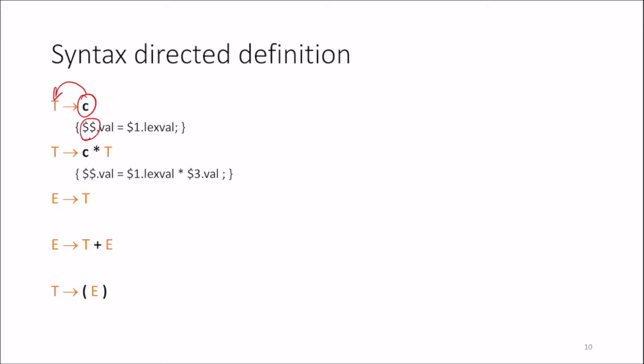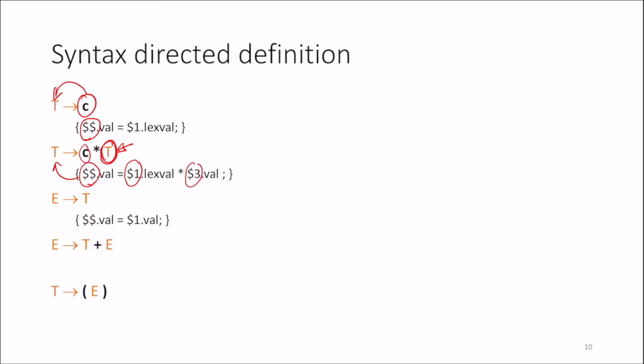Similarly, we can do something for the C times T. We take the first value, $1, which is the C here, and multiply it with the $3 value. Notice that the value for this T comes somehow recursively by expanding that T and getting a value for some subtree of this non-terminal. Once I have both the value for C and $3, which is this node, then I can compute the value for $$, which is the multiplication of the two.